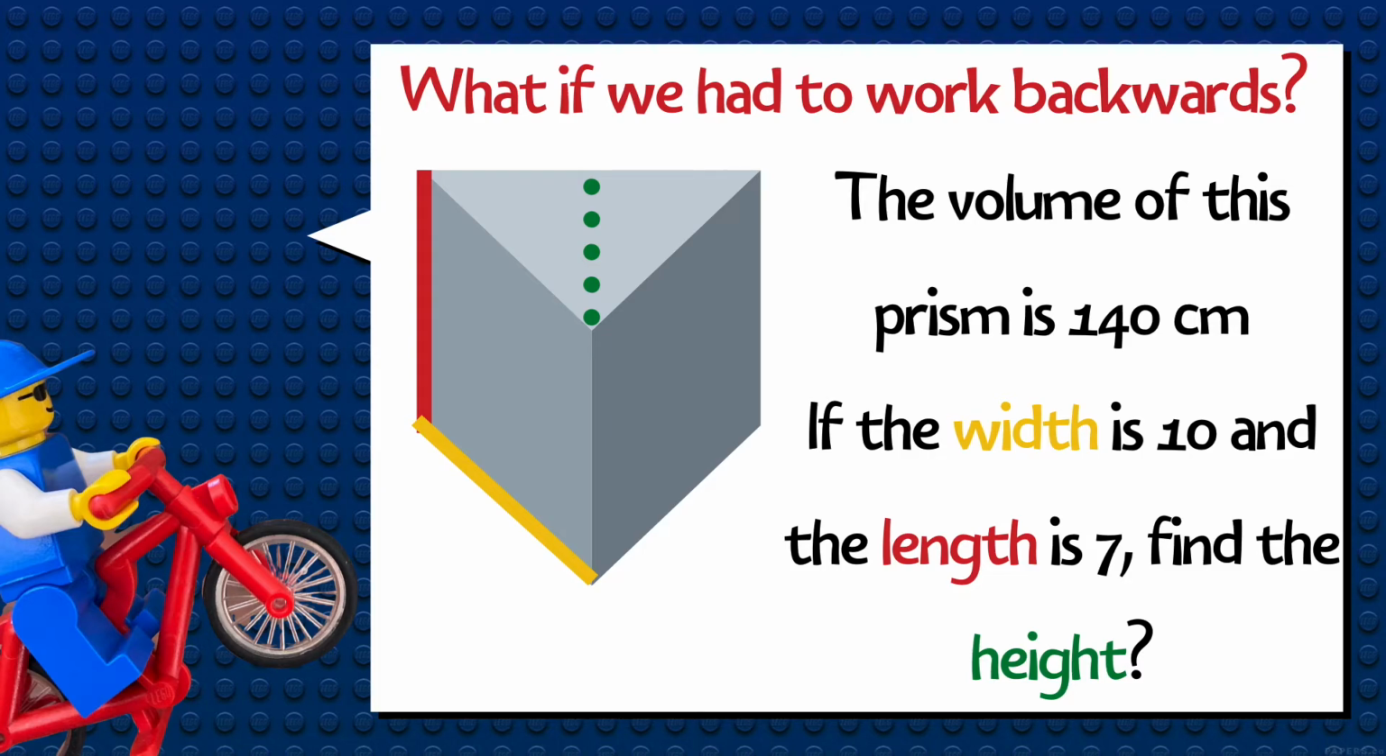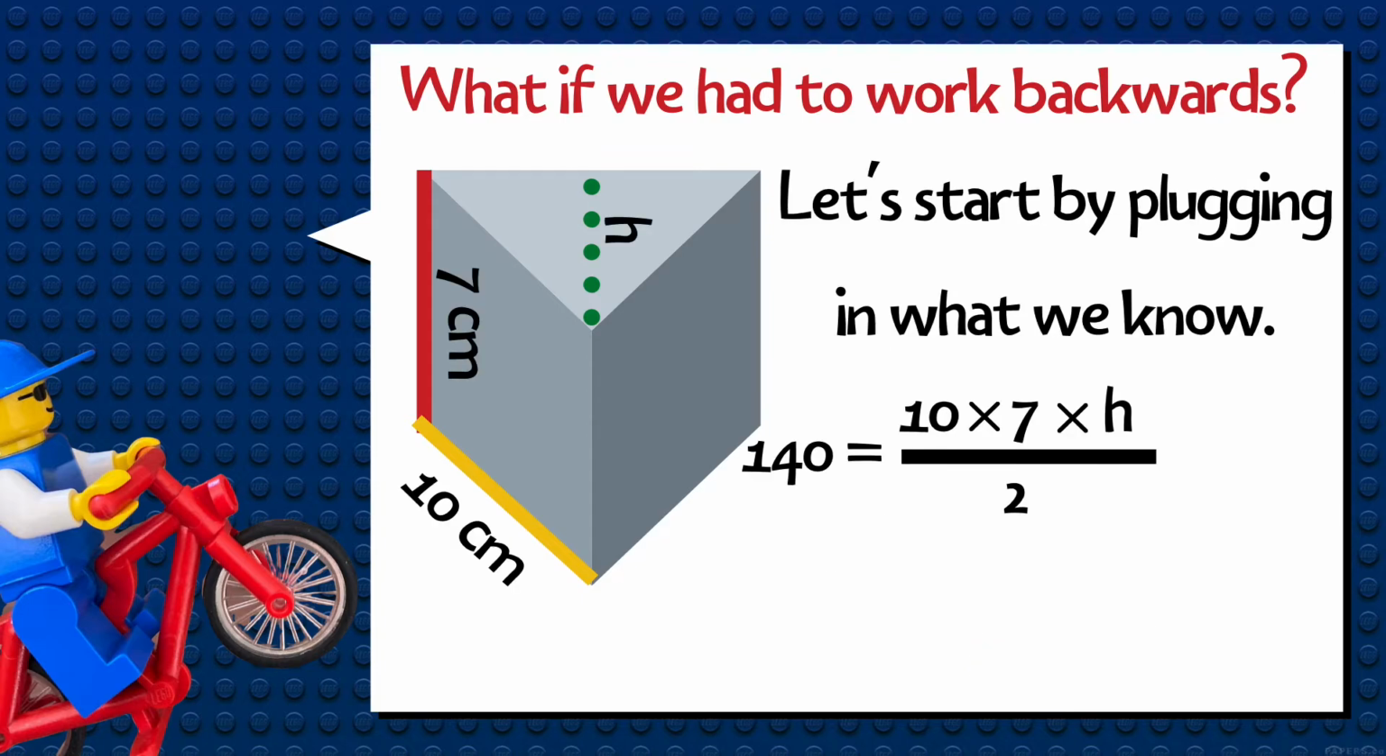So what happens if we had to work backwards? Let's say they actually give us the volume and ask us to find something. So this first one, the volume of a prism is 140 centimeters cubed. If the width is 10 and the length is 7, find the height. So let's start by plugging in what we know. Well, we know 140 is the volume, and that 10 times 7 times h would be the length times width times height, and then of course that's divided by 2.